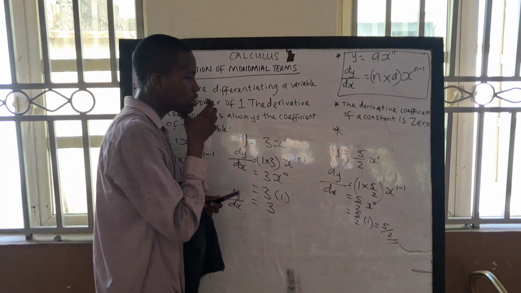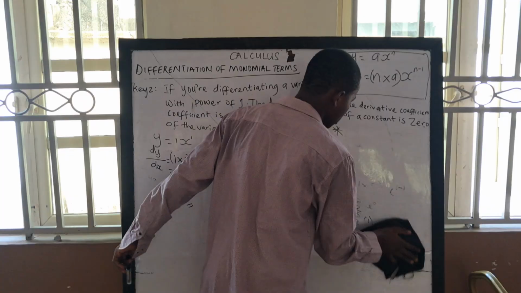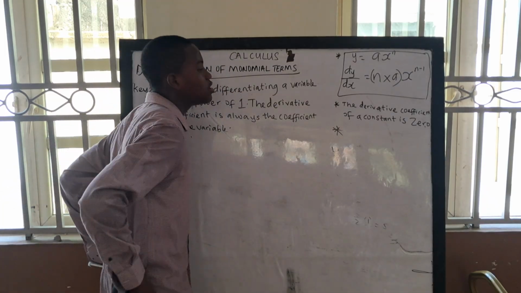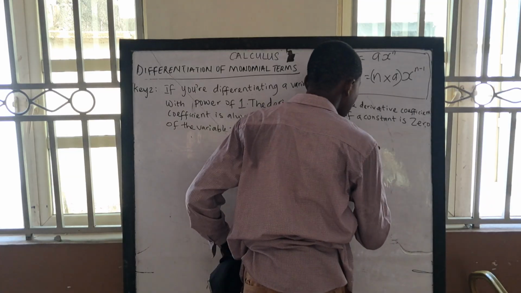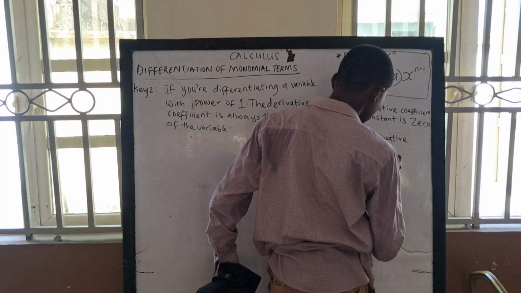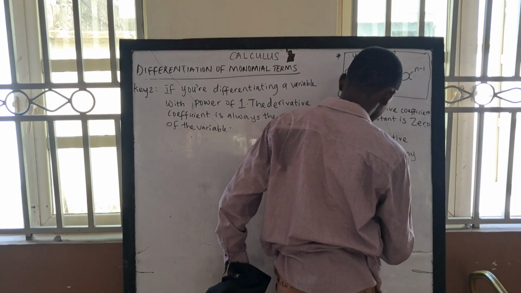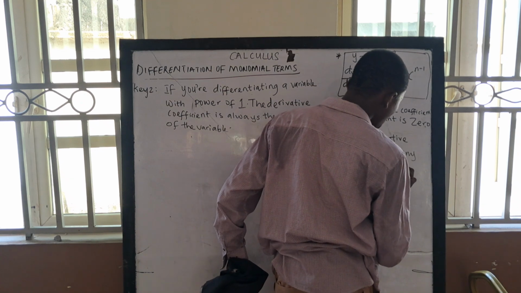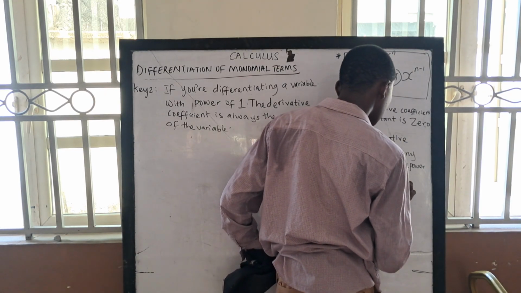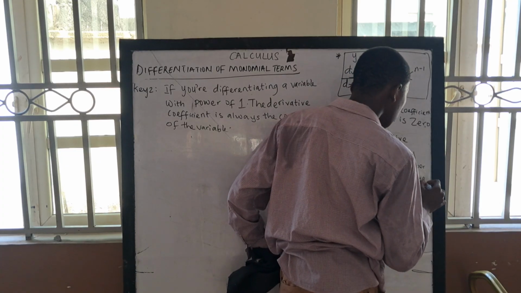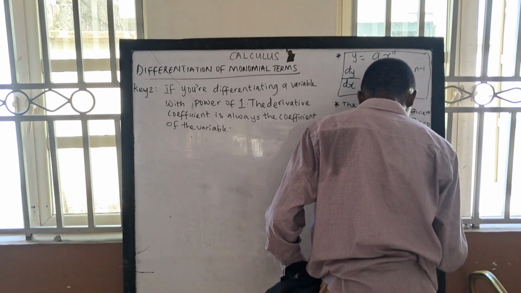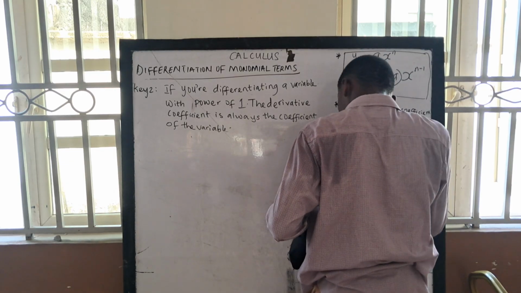So I'll add this to my bullet points. So now that we all know this, that means the differentiation, the derivative coefficient of any variable with the power of 1 is always the coefficient of the variable.